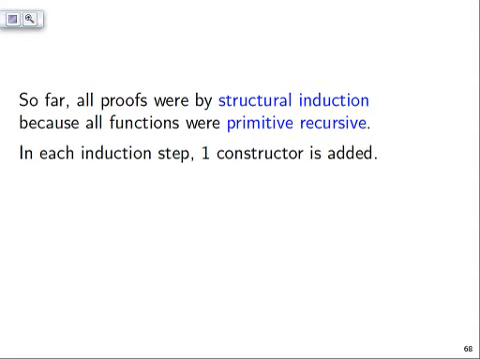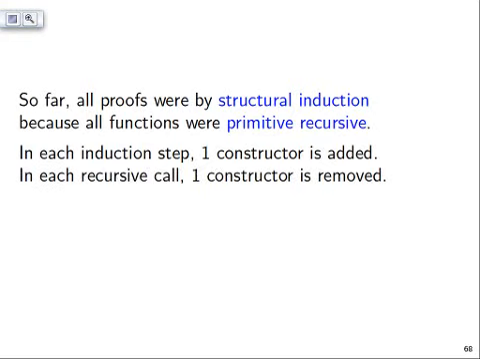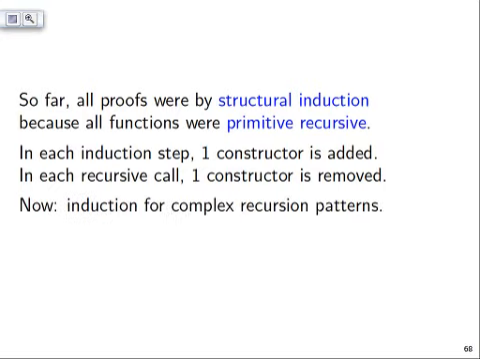So in each induction step, one constructor is added, and you have to show that the property is preserved. And in the recursion call, in a primitive recursive function, one constructor is removed, and you recurse down to the argument of that constructor. So these two things fit together well. If, on the other hand, your function has a more complicated recursion pattern, then structural induction is likely not to help you anymore. And so, therefore, we need induction schemas for more complex recursion patterns, and luckily, the induction schemas will come right out of the function definition. So you don't have to do anything, you just have to apply them.